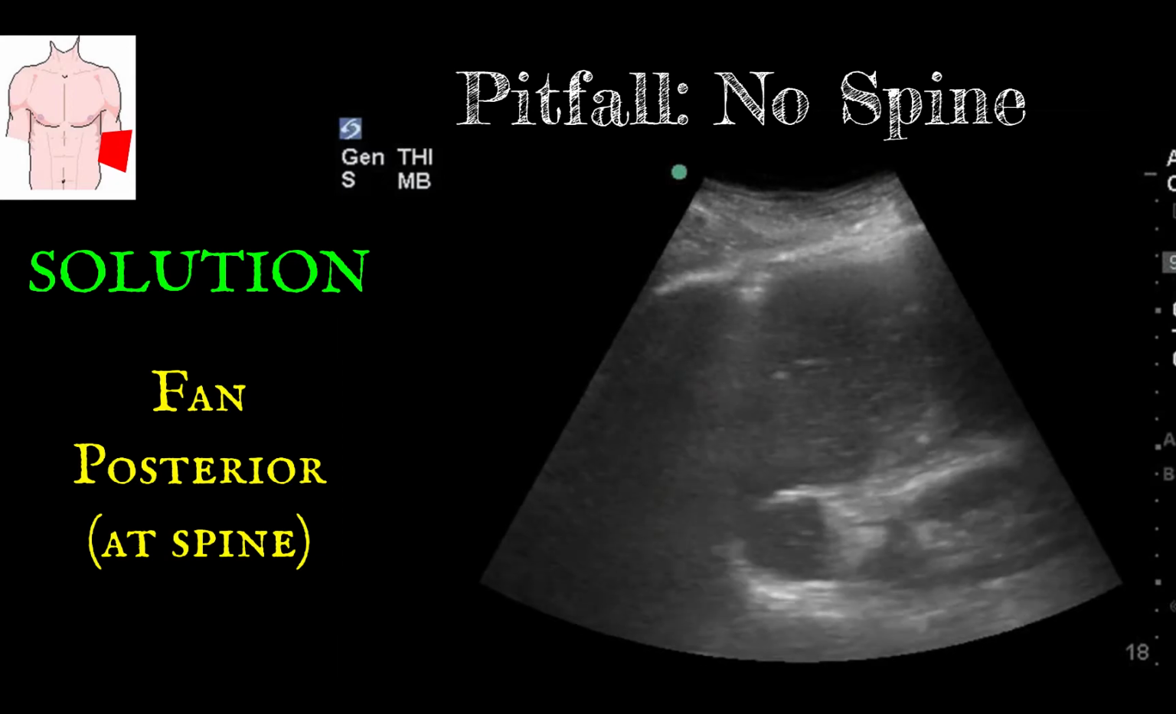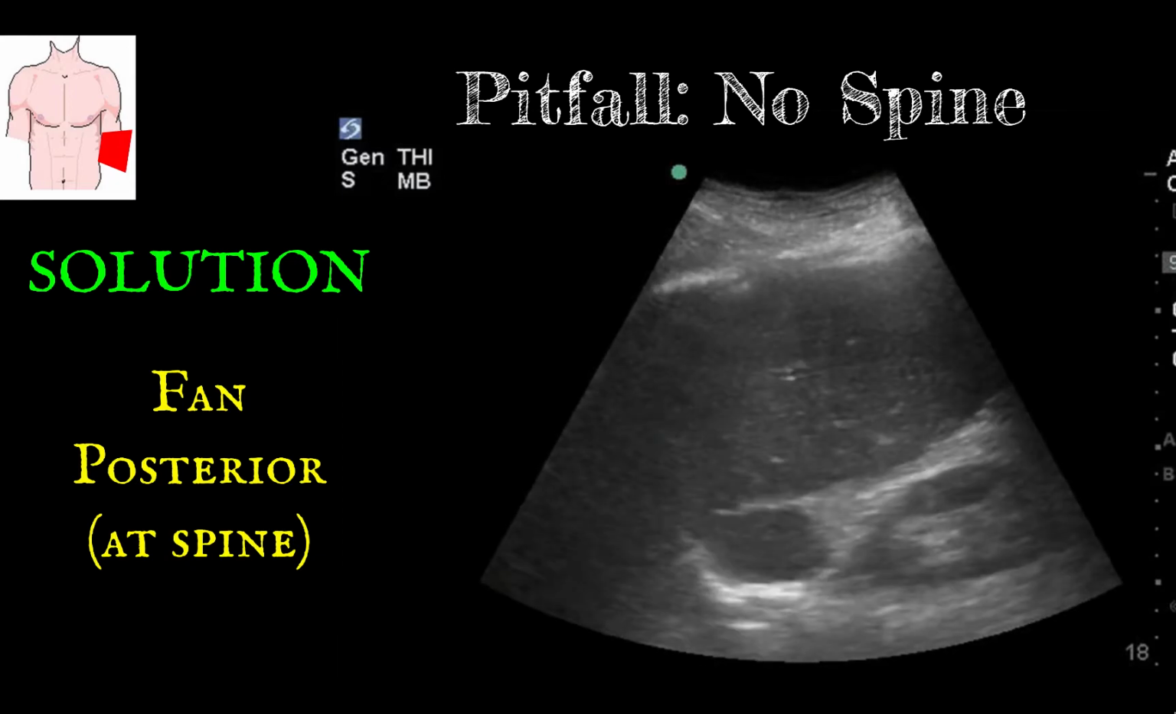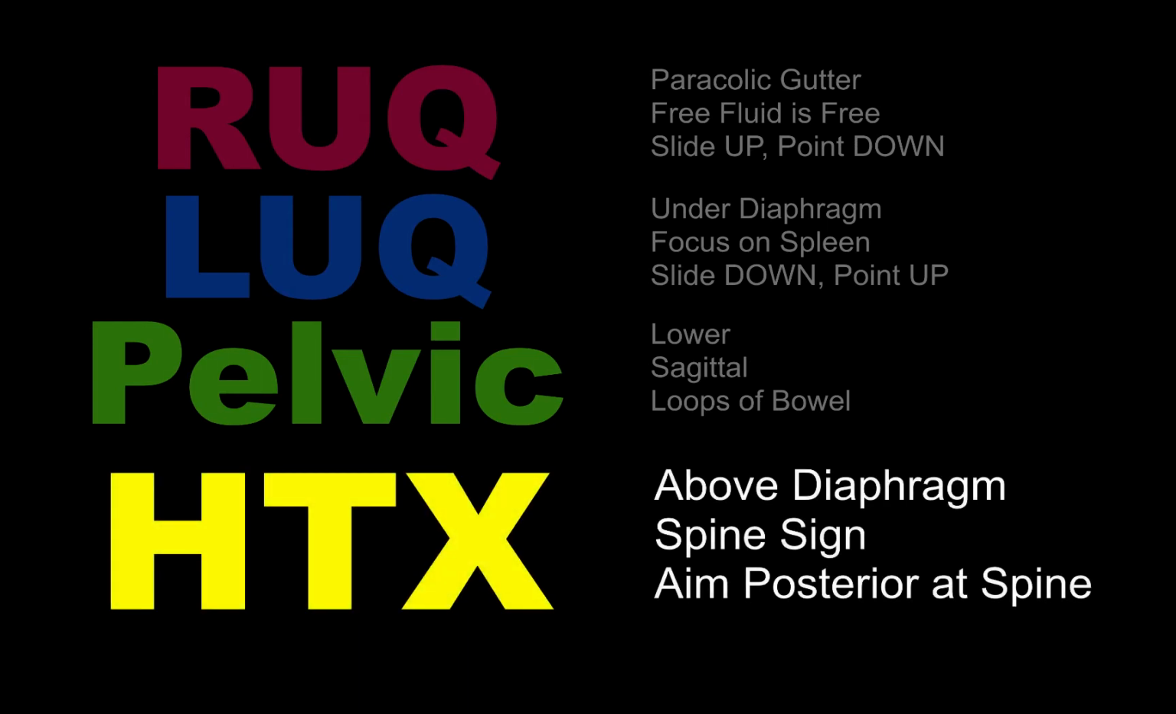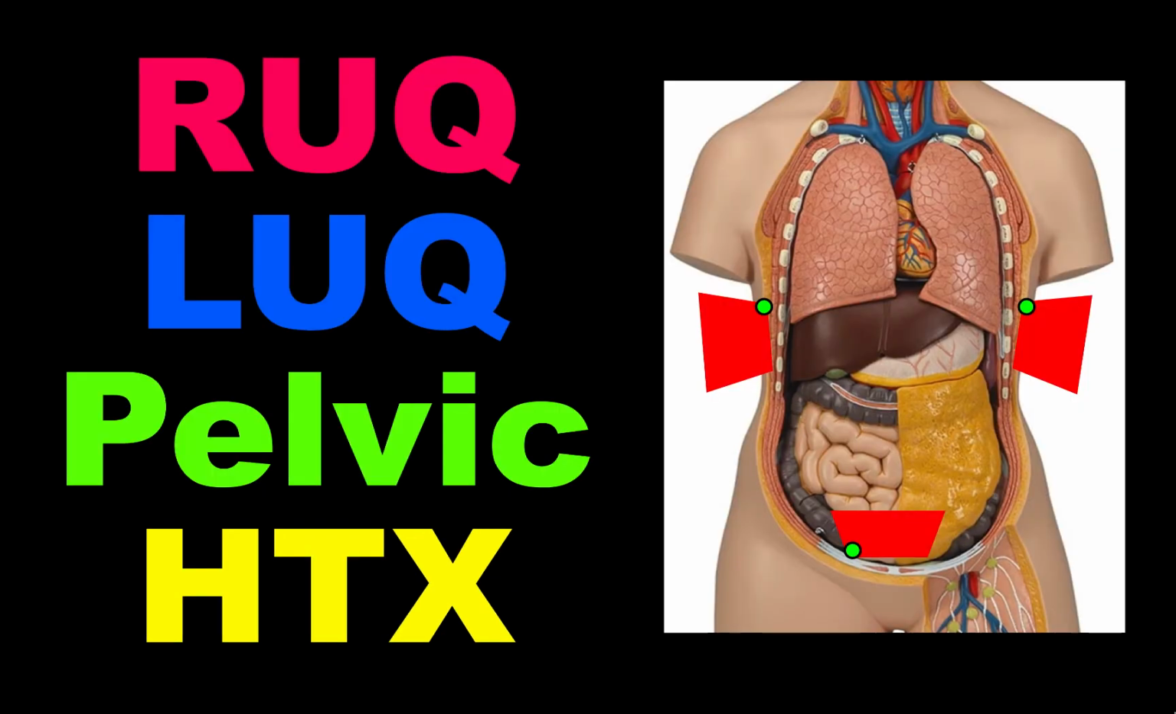So let's add the hemithorax to our view. Remember to look above the diaphragm in that dependent posterior portion in order to visualize the presence or absence of a spine sign, and to aim it posterior to find the spine. So that's it. Today, we talked about looking for free fluid in the abdomen and the hemithorax and the different pearls and pitfalls of finding that free fluid.